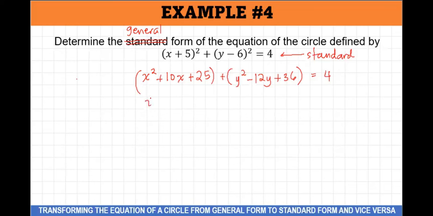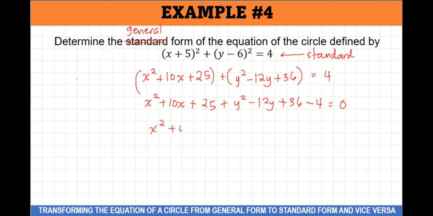So, this is going to be x squared plus 10x plus 25 plus y squared minus 12y plus 36 minus 4 is equal to 0. Ito po yung isa sa pinakamahalaga sa lahat. If it's a general form, make sure that it is equated to 0. Then, simply arrange everything based on the degree of the exponent.